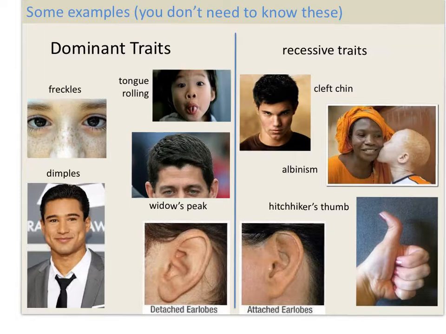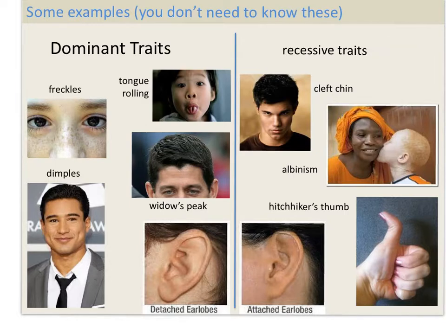Now, detached earlobes. I have to say that means I'm dominant. It's a dominant trait. Okay? Whereas attached earlobes is actually a recessive trait where you need 2 alleles for that. Hitchhiker's thumb. Right, exactly. So you can see there's all kinds of dominant and recessive traits.